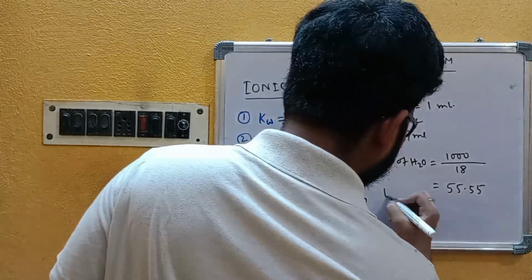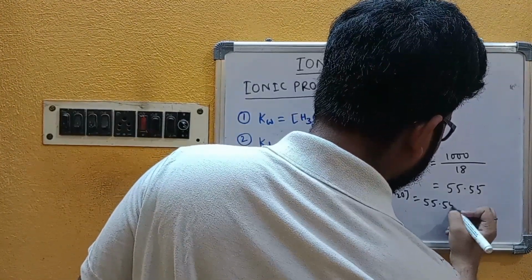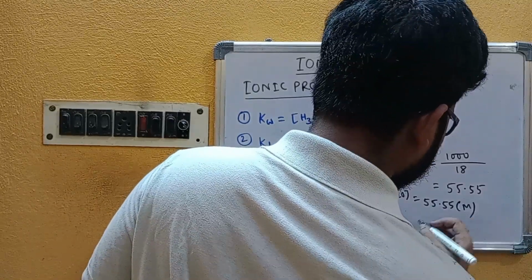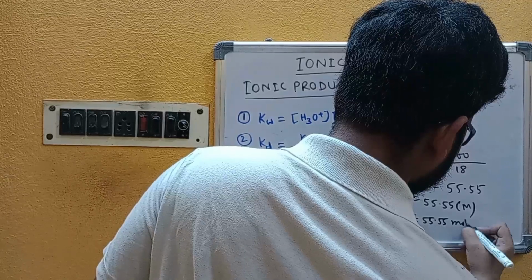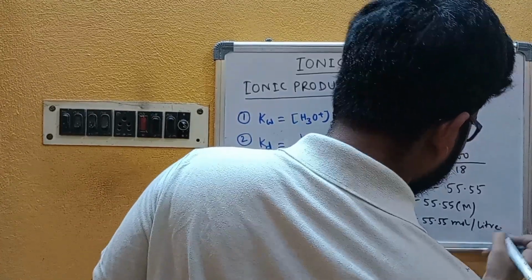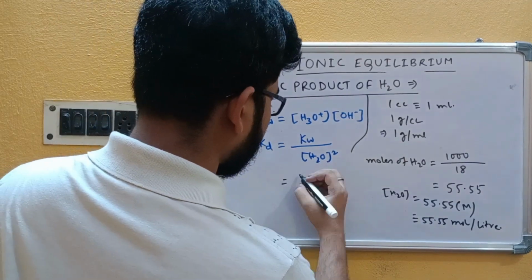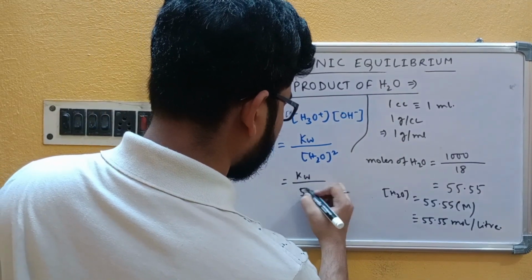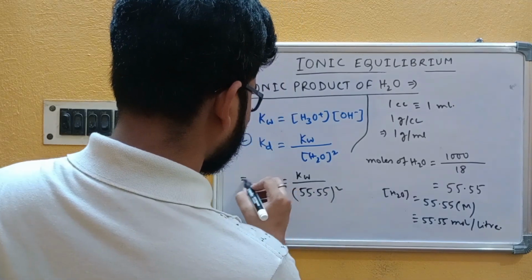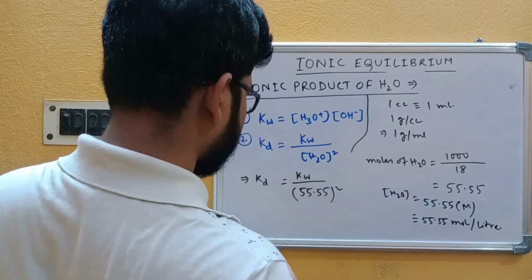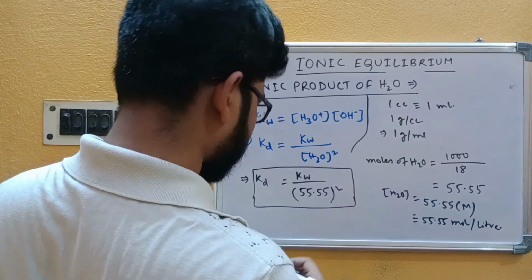So the concentration of water will be 55.55 molar. That is 55.55 moles per liter. Put this value into here, so we get Kw upon 55.55 whole square, that is Kd. So this is an important equation.